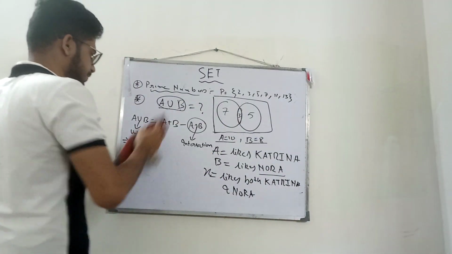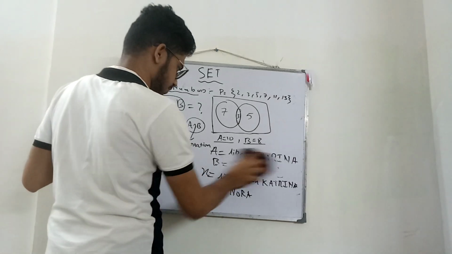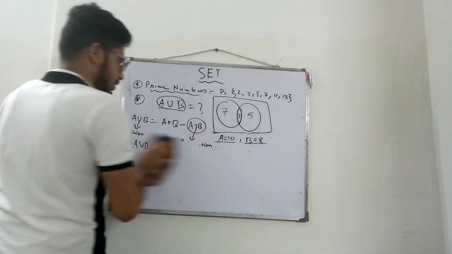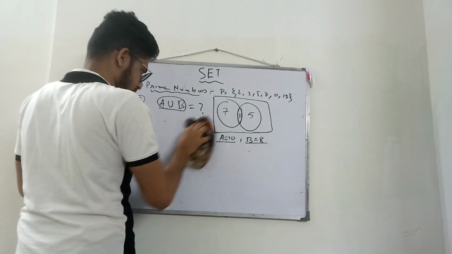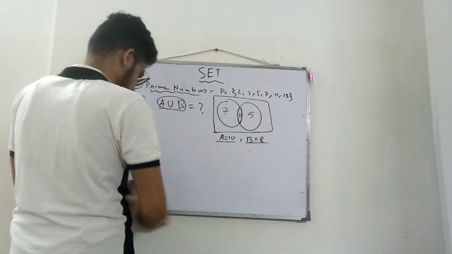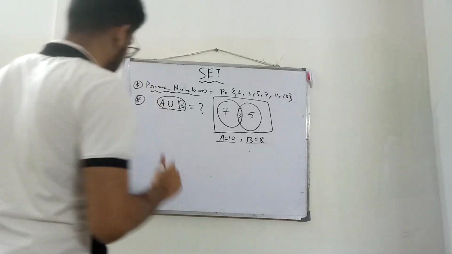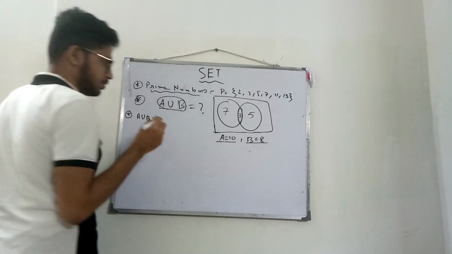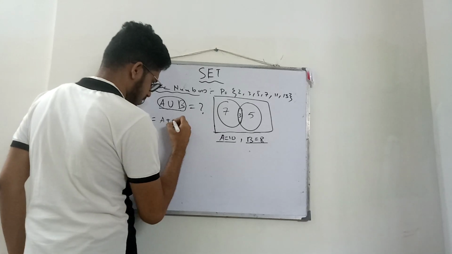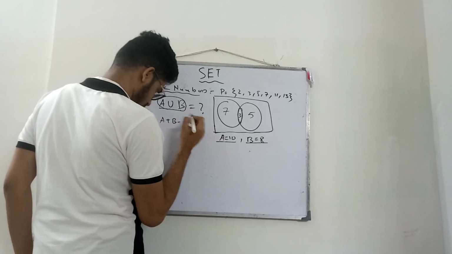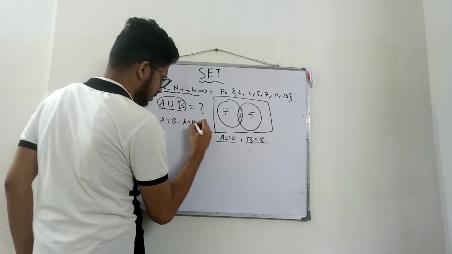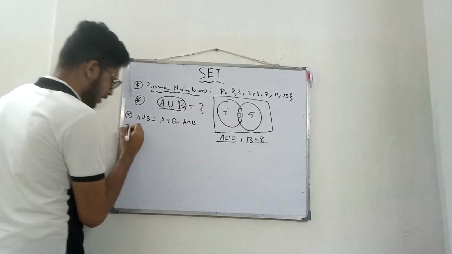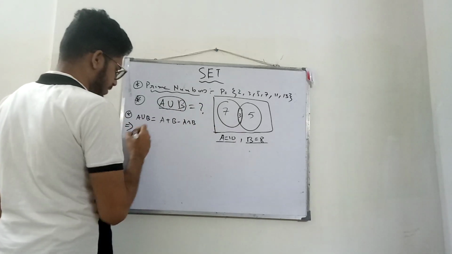Okay, so let's go to the solving part. Suppose A union B is equal to A plus B minus A intersection B. Here we have to find A union B.